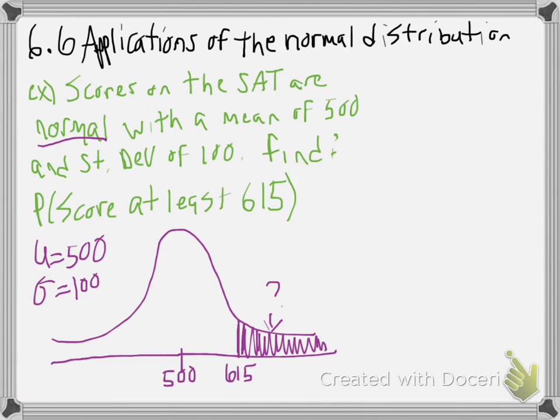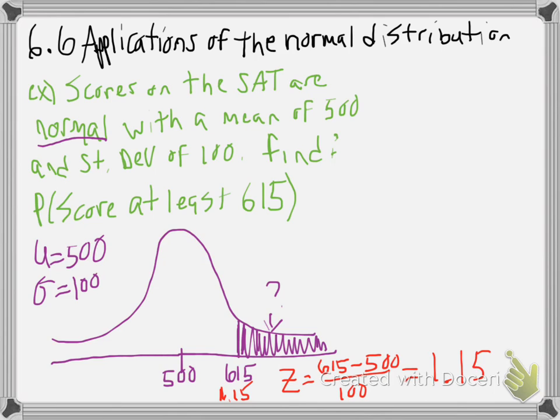I say z equals 615, the data point, minus 500, the mean, over 100. Do that calculation and you get 1.15. Now, we know that this 615 is 1.15 standard deviations above the mean. So we know now the z-score is 1.15, and we're back to 6.5 now. We just need to find the area to the right of a z-score of 1.15.